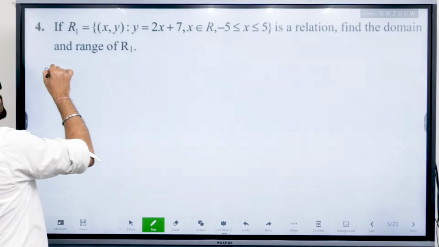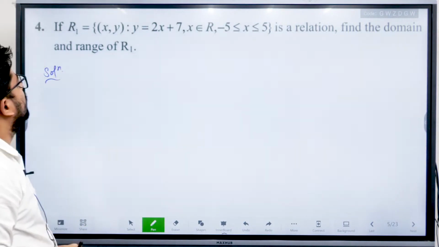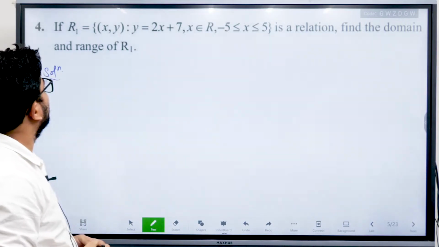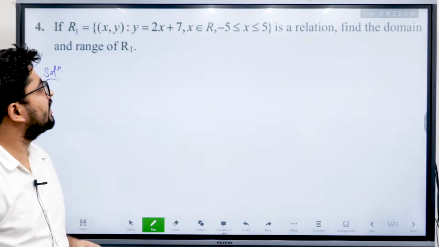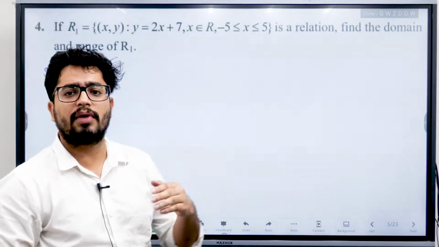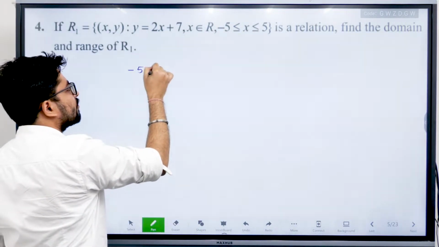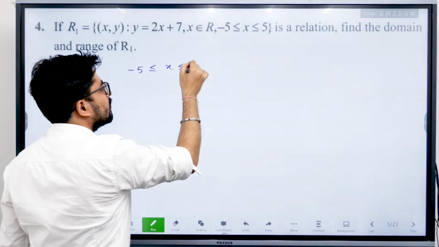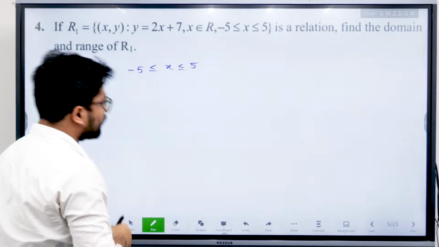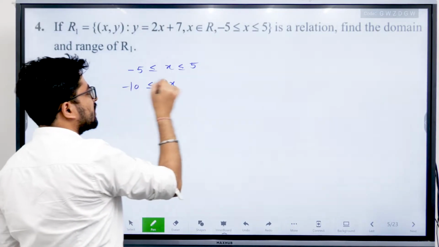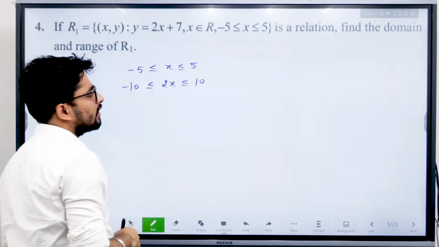Next question is R1 is equal to {(x, y) : y = 2x + 7}, and we are given that x is a real number from -5 to 5. So if x is a real number from -5 to 5, we can write it like this. Okay, and we know if you multiply the inequality by a positive number, then the inequality remains the same. So this is -10 to 10.